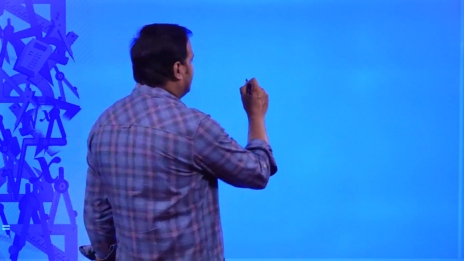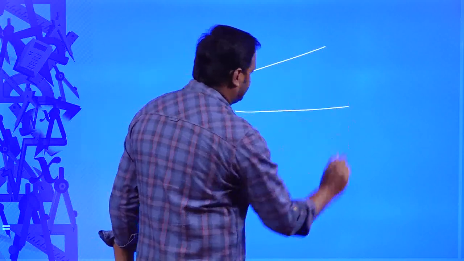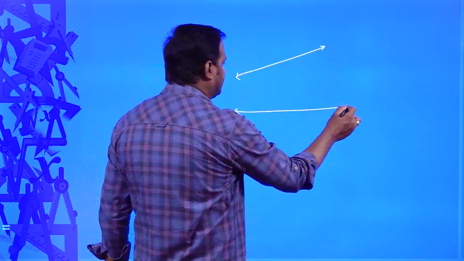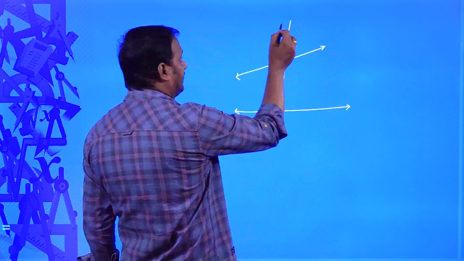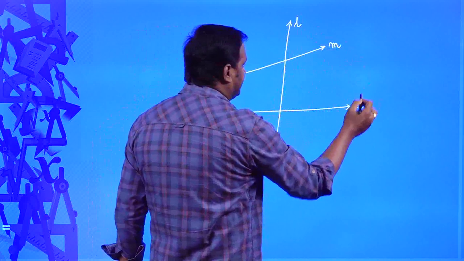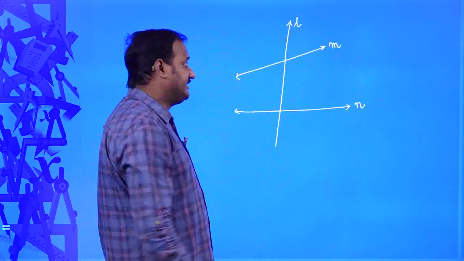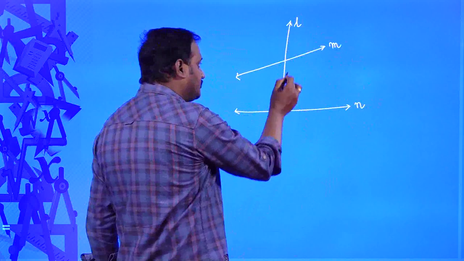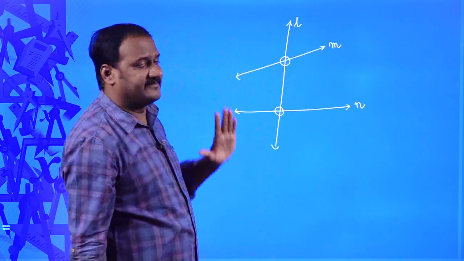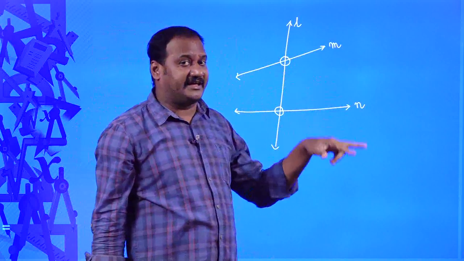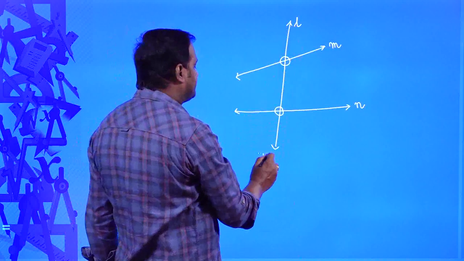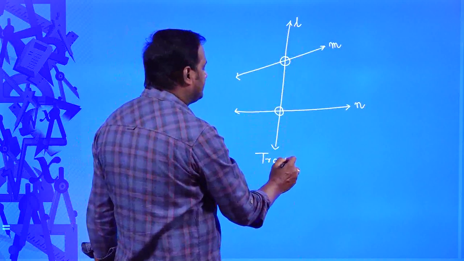Okay. See, these are two different lines, and there is one more line. Let this line be L, and this line is M, and this line is N. See, M and N are intersected by this line L in two distinct points. This is one point and this is one more point. So, if a line intersects two different lines in two distinct points, then the line itself is said to be a transversal line.